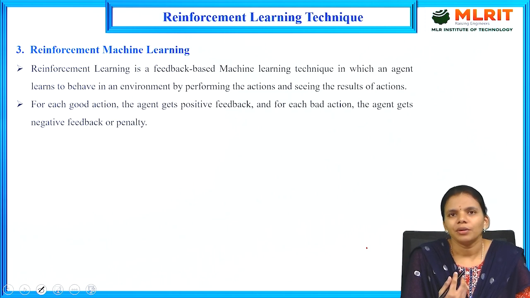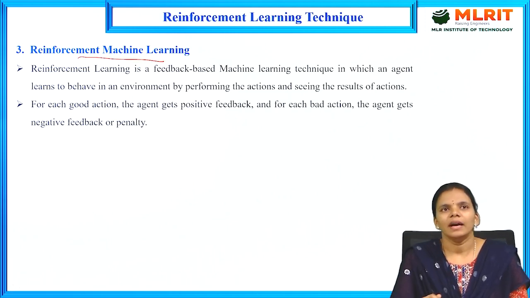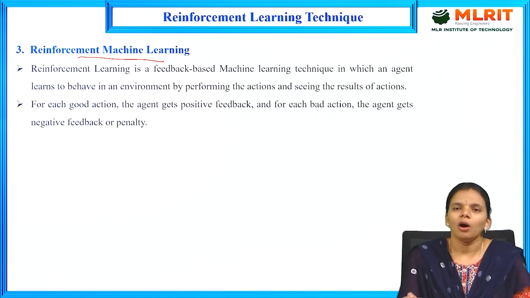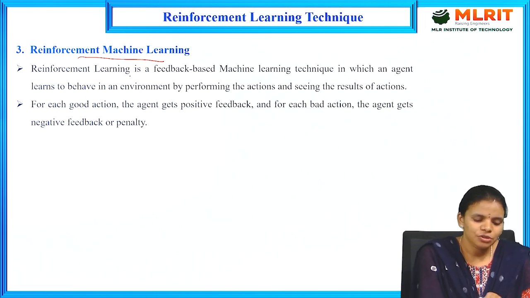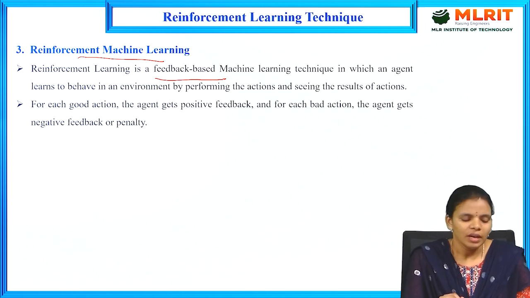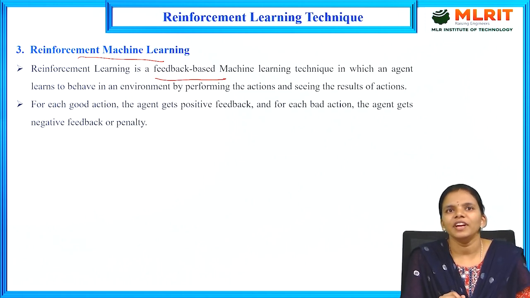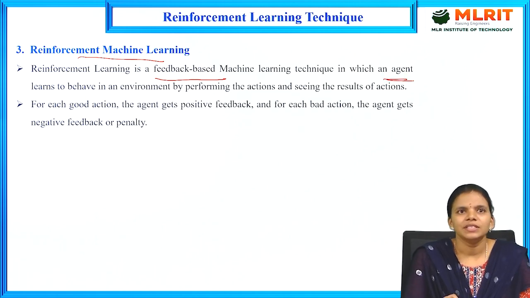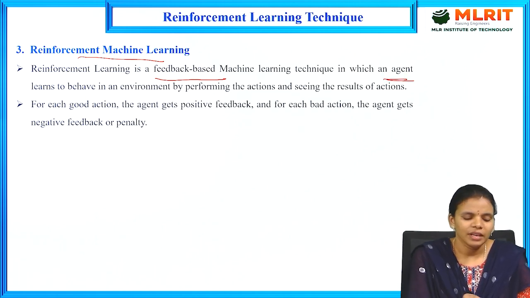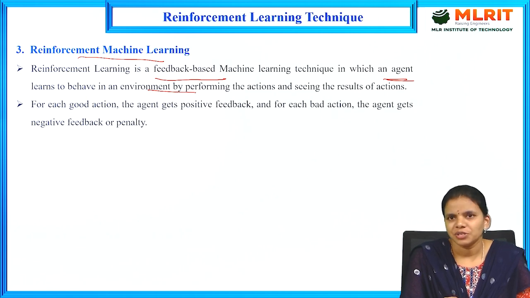Here we are giving the training to the system. It is ready to predict the output. Then in this reinforcement machine learning technique, already the data is given to the system for the training purpose. It is already being trained by the data set, but it is predicting the output based on the feedback. So reinforcement learning is a feedback based machine learning technique in which the agent learns to behave in an environment by performing the actions and seeing the results of those actions.